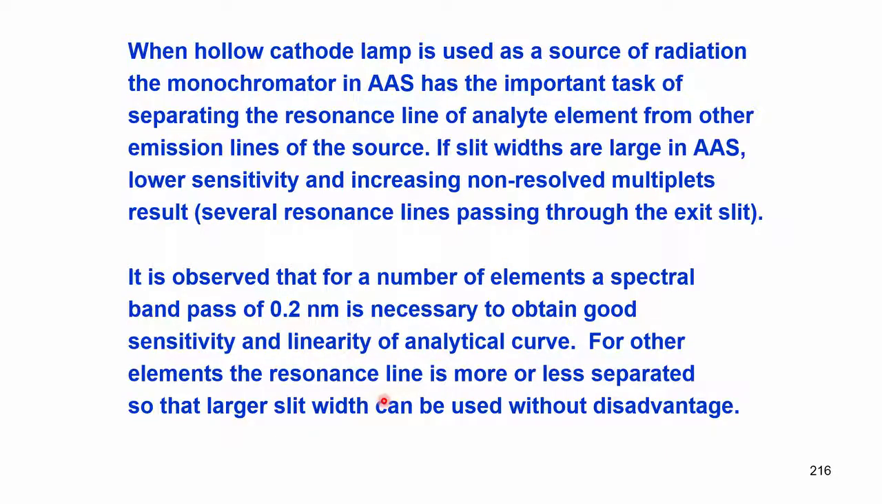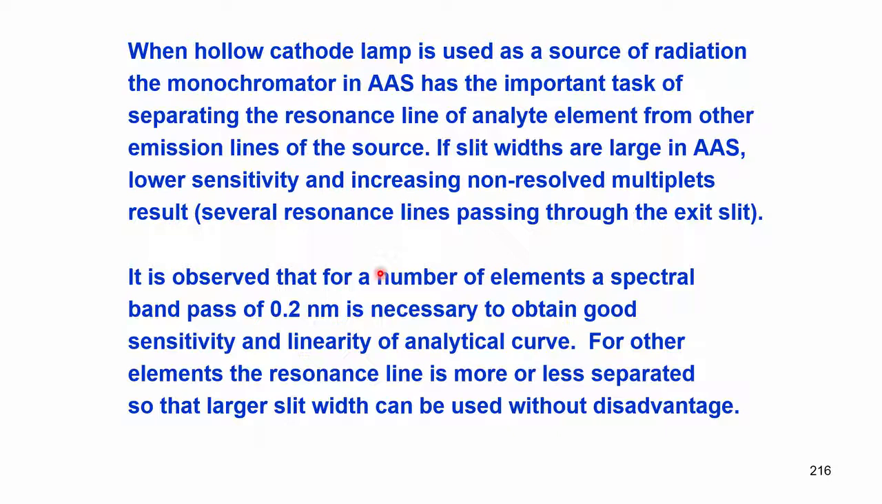Okay. So, when a hollow cathode lamp is used as a source of radiation, the AAS, atomic absorption, has the job of separating the resonance line only from other emission lines. If the slit widths are large, lower sensitivity; if the slit widths are sharp, then increased sensitivity. So, it is observed that for a number of elements, a band pass width of 0.2 nanometer is necessary to obtain good sensitivity.